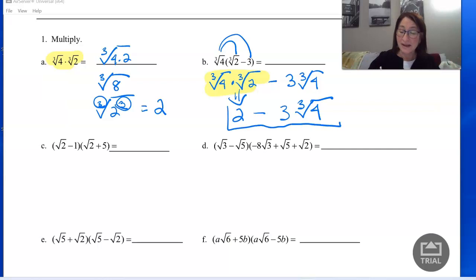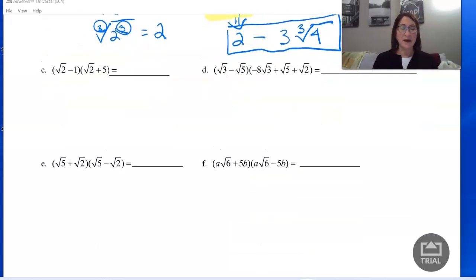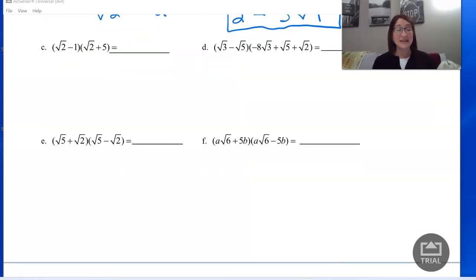That is my answer. All right, let's go ahead and look at this next one, C. So this one is 2 binomials. So I'm going to start by taking the square root of 2 times the square root of 2. Anytime you multiply the same radical times itself, it's going to be equal to that radicand.